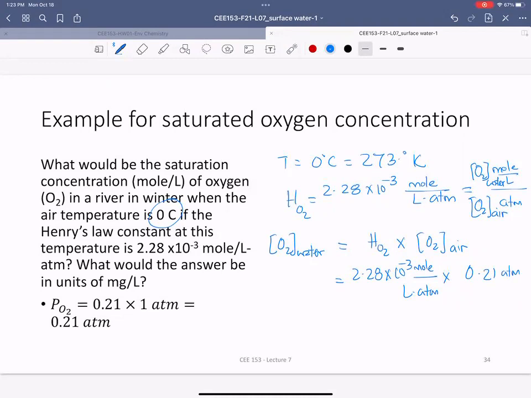That's always constant, unless the atmospheric pressure changes. And this is assuming sea level. If you go higher, then the atmospheric pressure will decrease, so you have to account for that, because atmospheric pressure changes with elevation. If you multiply that, it's going to be 2.28 times 0.21, atm cancels, times 10 to the minus 3 moles per liter, whatever that number is. So this is a typical short question in midterms.